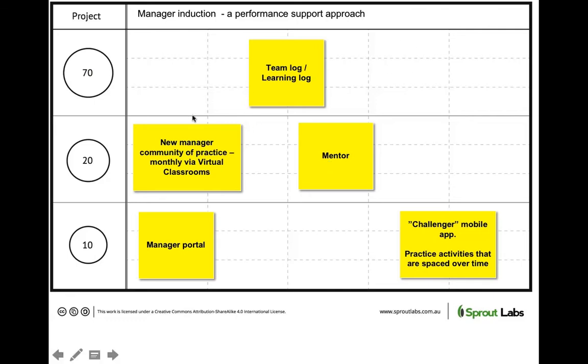Up in the top, in the 70, is the idea of a team log or a learning log. We've started to work with a number of organizations around introducing this idea of learning logs. Learners, employees and managers, at the end of each day, write up what they've done, what they'll do differently, and what they've learnt during the day. What it's trying to do is build a constant reflective learning process into what they're doing.